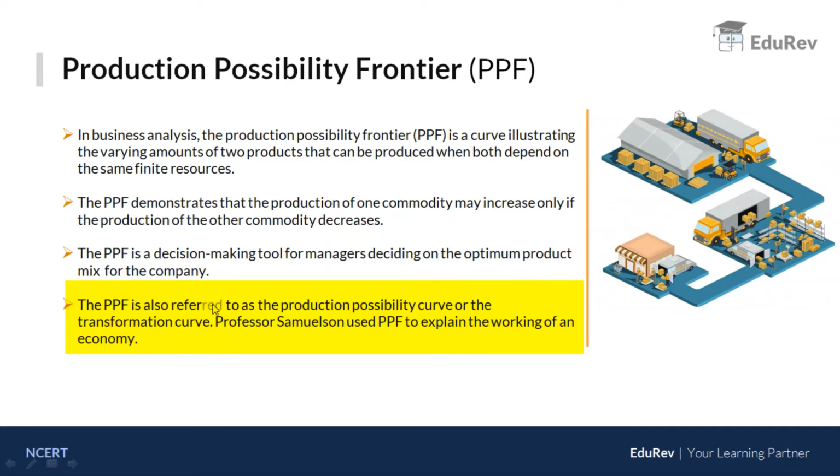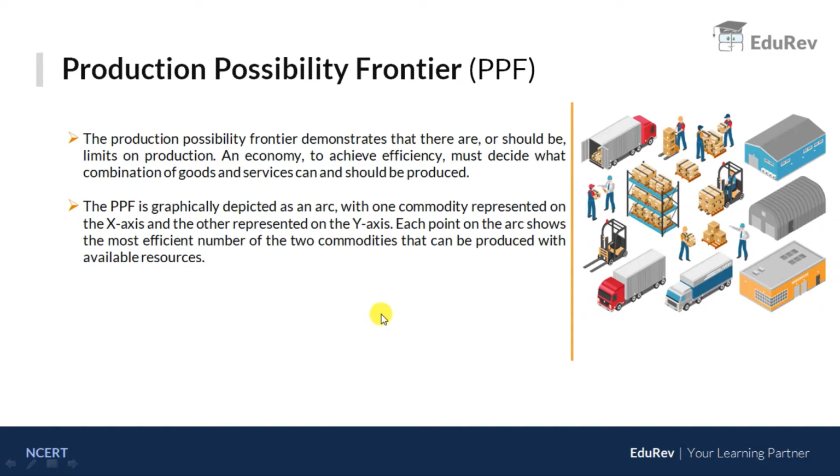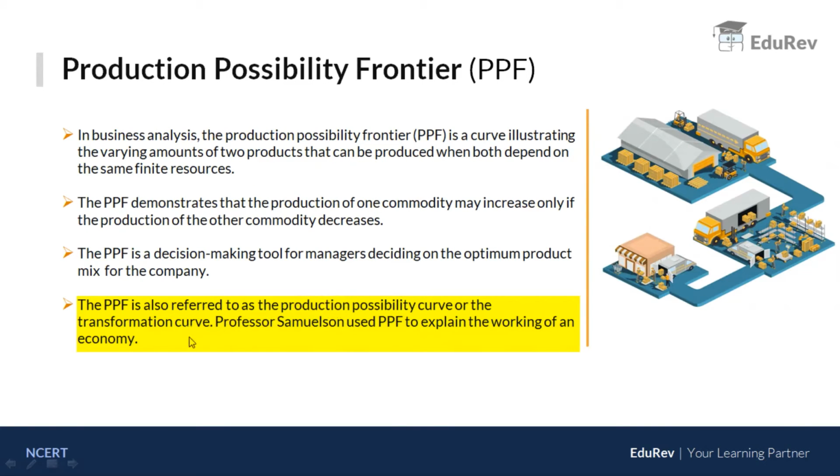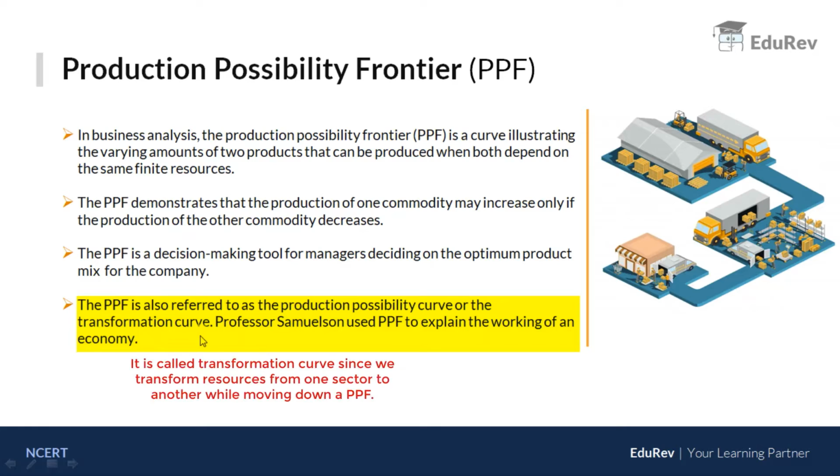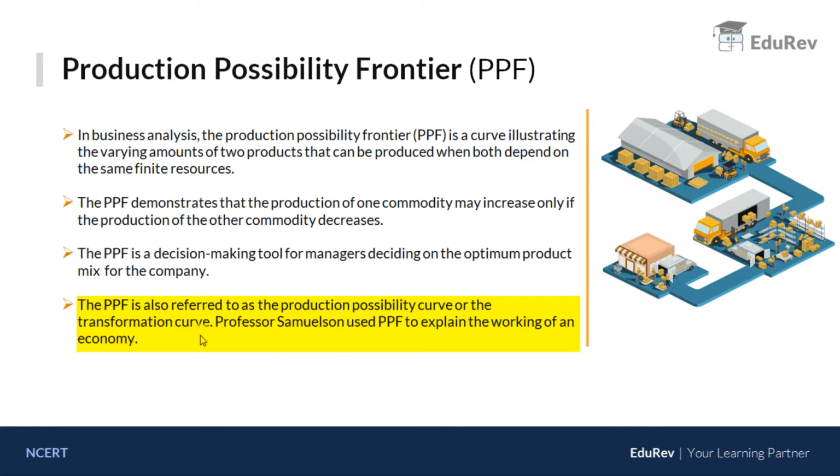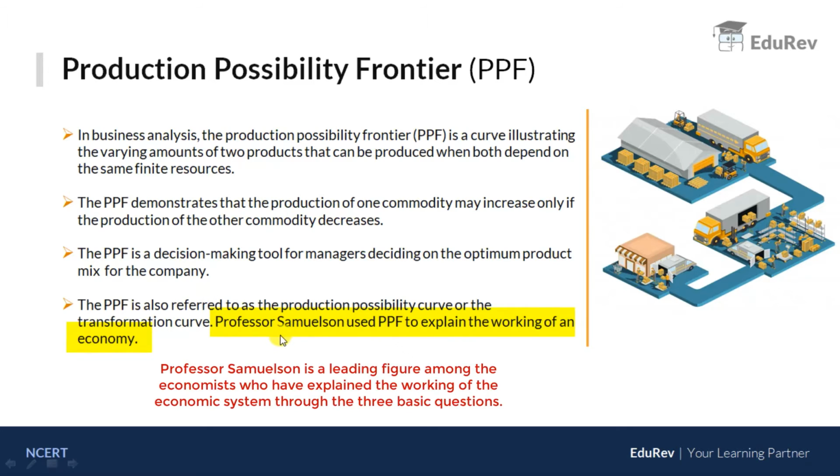PPF is also referred to as the production possibility curve or the transformation curve. Now, transformation curve, why? Because we are transforming resources from one sector to another, right? So the name itself suggests the meaning. There's a very good example where Professor Samuelson, an eminent economist, used PPF to explain the working of an entire economy. So Samuelson used this concept of PPF to explain the entire working of an economy. So PPF is very important and very indicative of what goods and services should be produced in the economy.